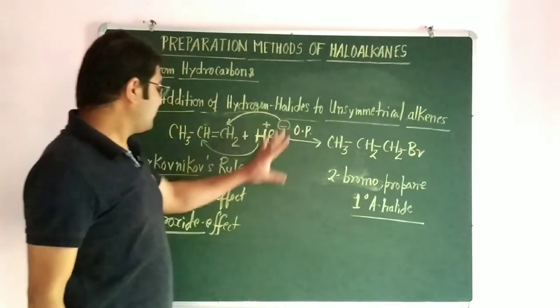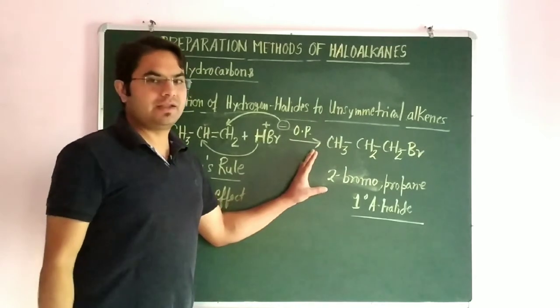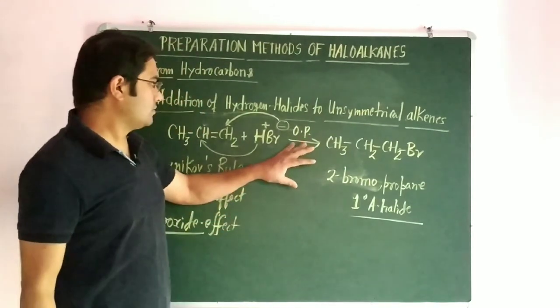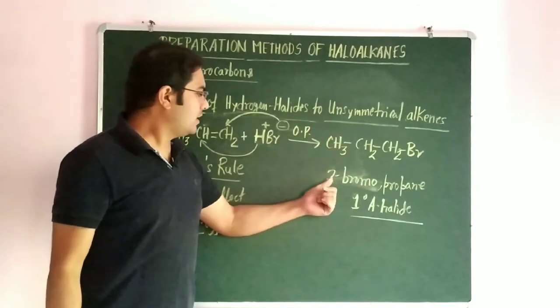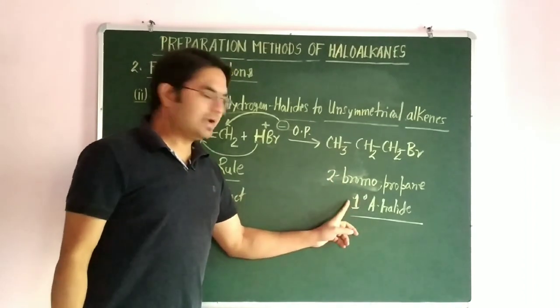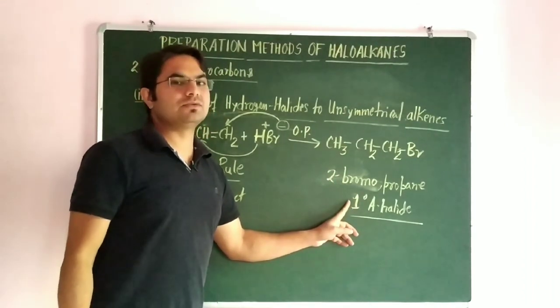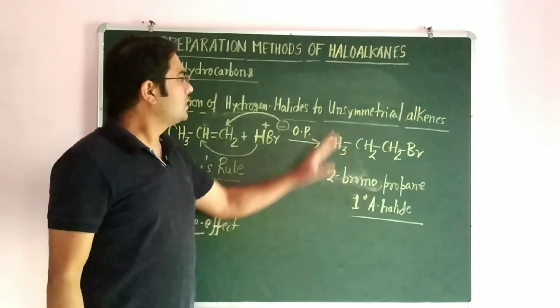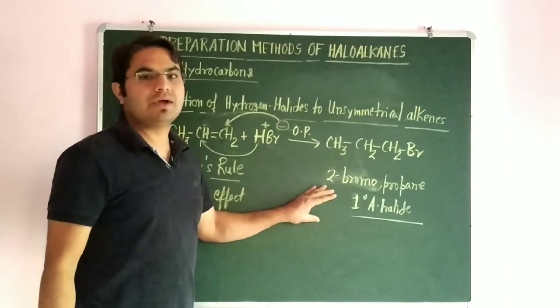So this is the basic difference between Markovnikov and anti-Markovnikov rule, and both the rules are forming the haloalkane in two different ways. One is forming 1 degree alkyl halide and the second is forming 2 degree alkyl halide. This is all about the preparation method of haloalkane from hydrocarbons.